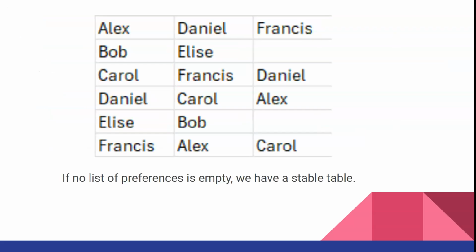Once we reach this stage of the algorithm, if no list of preferences is empty, we have a stable table. So there's a potential to find a stable matching. If any list has more than one person, we must check for cycles. We can see that Alex, Carol, Daniel, and Francis all have more than one person on their list, so we proceed to the cycle checking step.